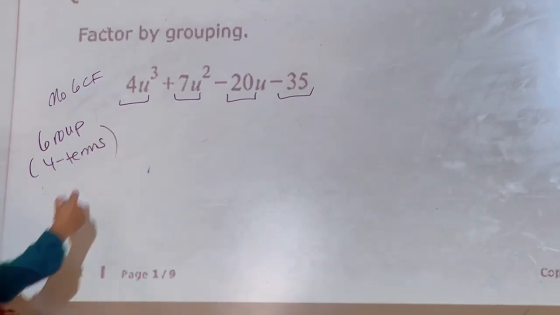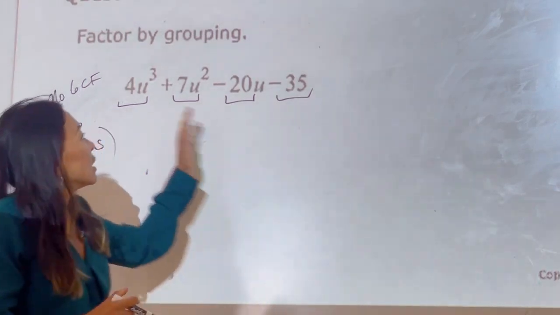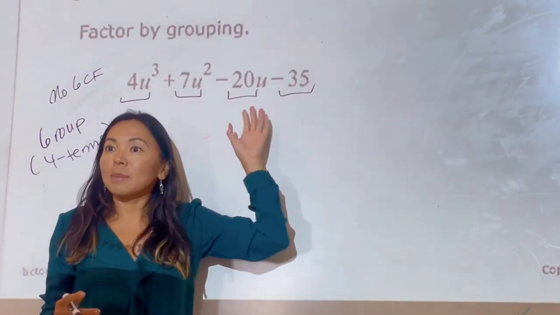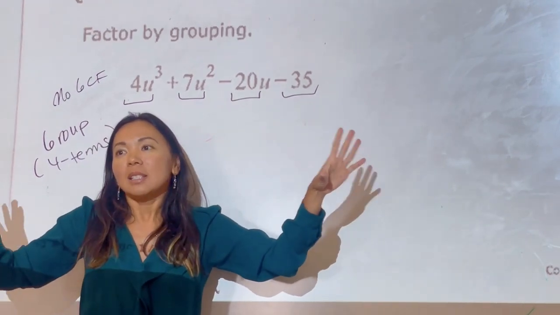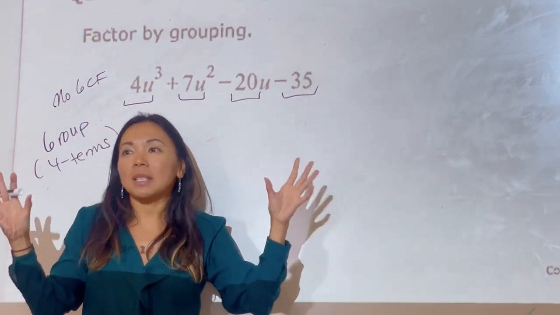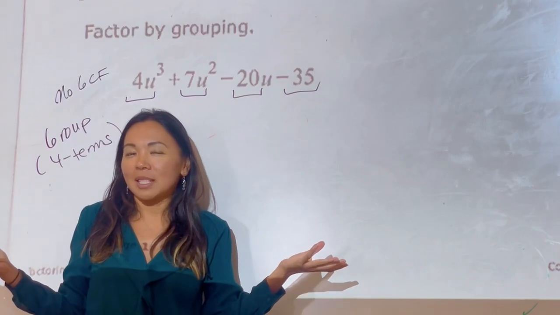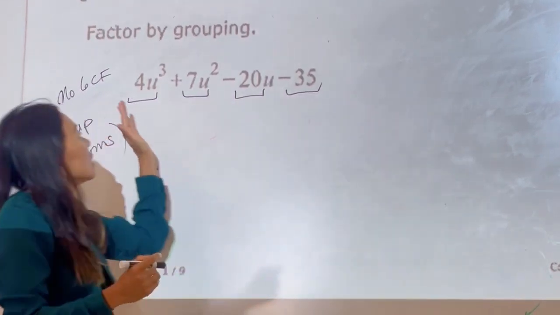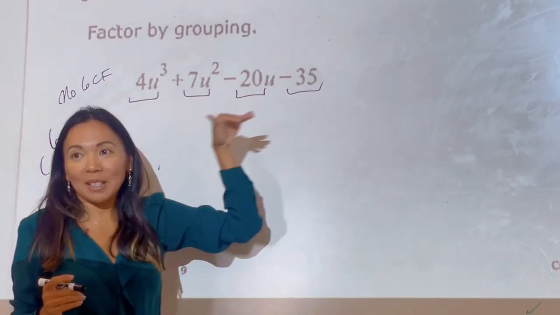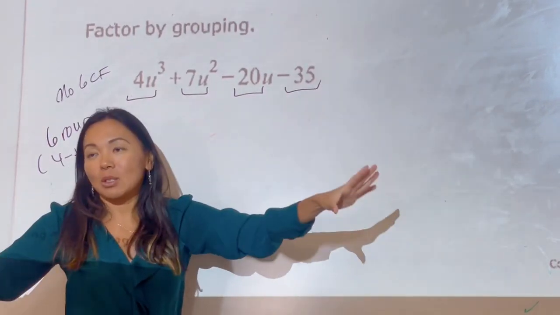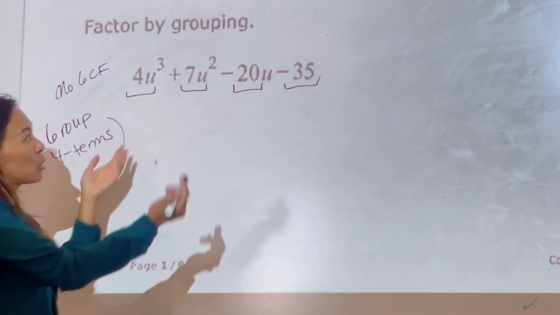And what grouping means is that these four terms, I'm going to group them into 2 different groups such that each group is going to have a GCF. Does that make sense? So each one as one whole group, right? They don't have anything in common, but I'm going to separate them into 2 groups. So what is one group that I could create?